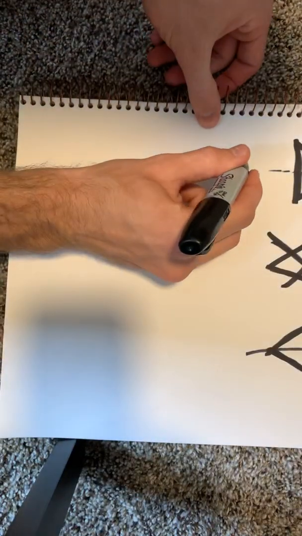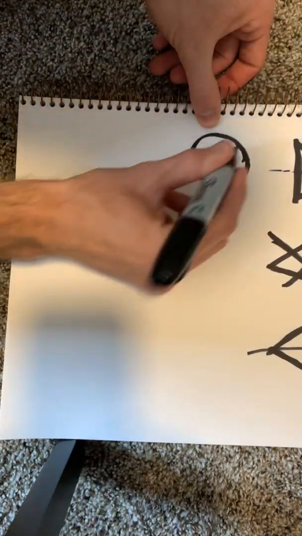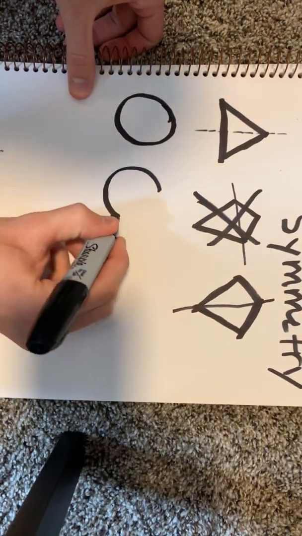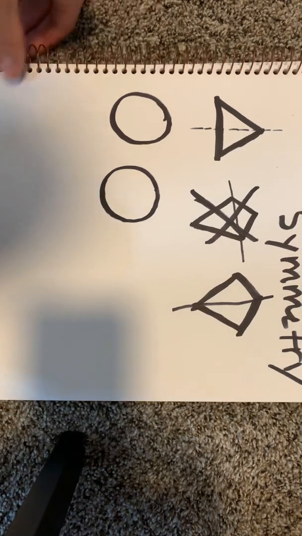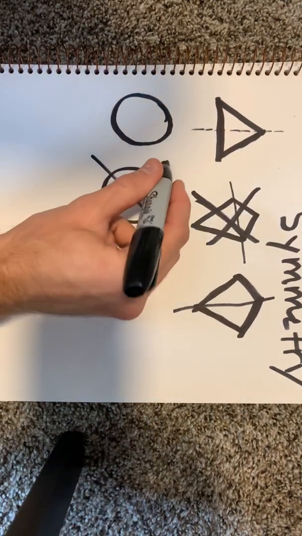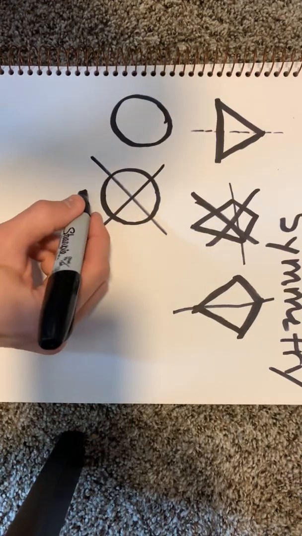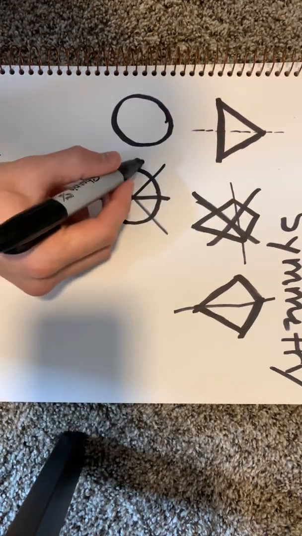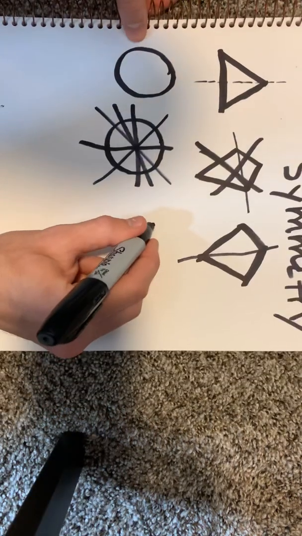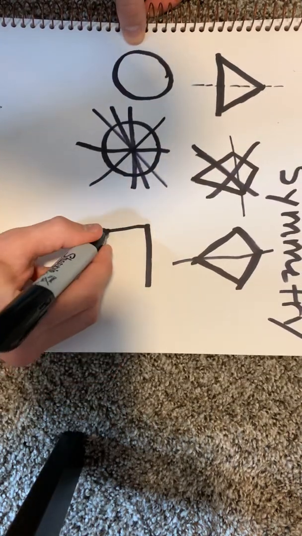Sometimes objects will have more than one line of symmetry, like a circle. Well, that is a bad circle. I'm going to redraw that. There we go. A circle. I can cut right here. Looks the same on both sides. I can cut right here. Looks the same on both sides. I can cut anywhere on this circle and it'll look the same on both sides. There's some objects that are going to have more than one line of symmetry.